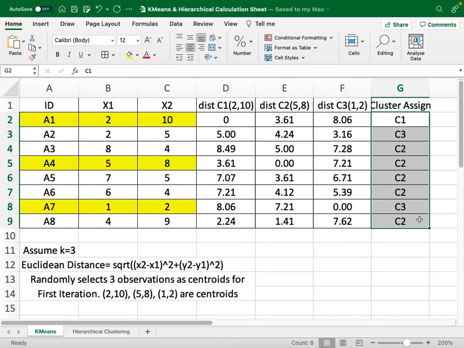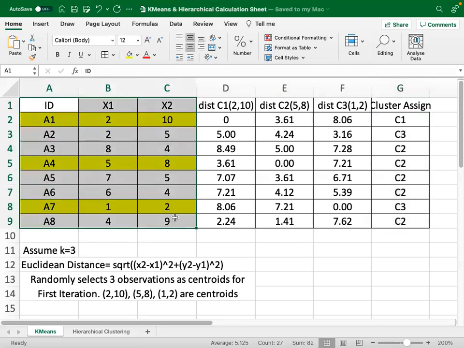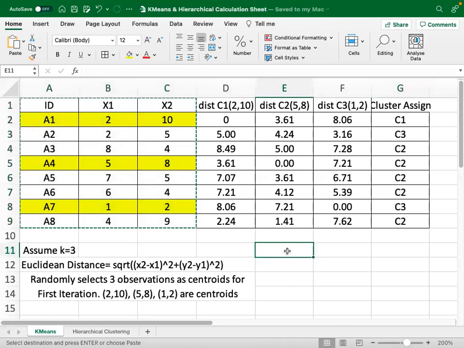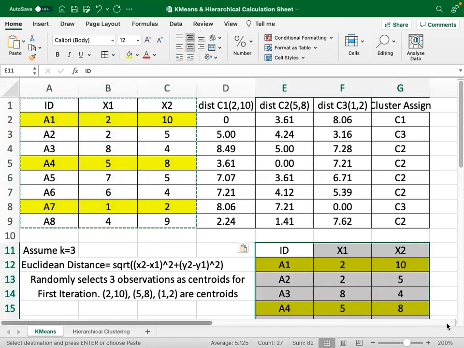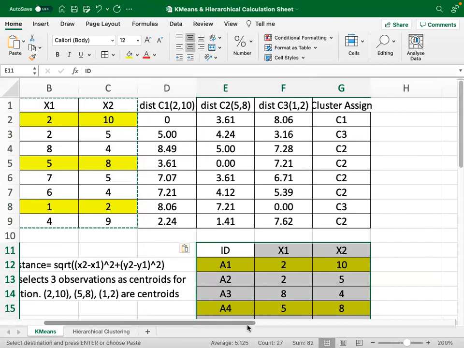Max iterations by default is 100, I think in Python, or 200, 100 or 200, we'll check it in the code. Iterations play a very important role. So if there is no change, it will stop. If the cluster assignment is changing, it will keep on calculating the iterations. Now we have to check. So copy the data, Control C, and paste it one row below. I'm just pasting the data here.